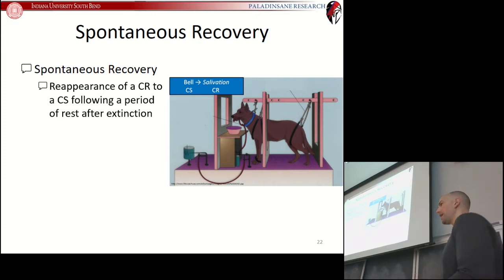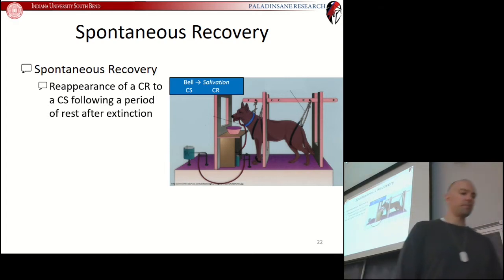So again, we went through the entire process of extinction. We got to the point where we ring that bell and the dog's not salivating. The bell was never again paired with food. So it's not like we put it through another trial of classical conditioning. All we did was take the dog home, give the dog a break from the lab. As soon as we bring him back into the lab, ring that bell, boom, the salivation comes back. And that is spontaneous recovery.